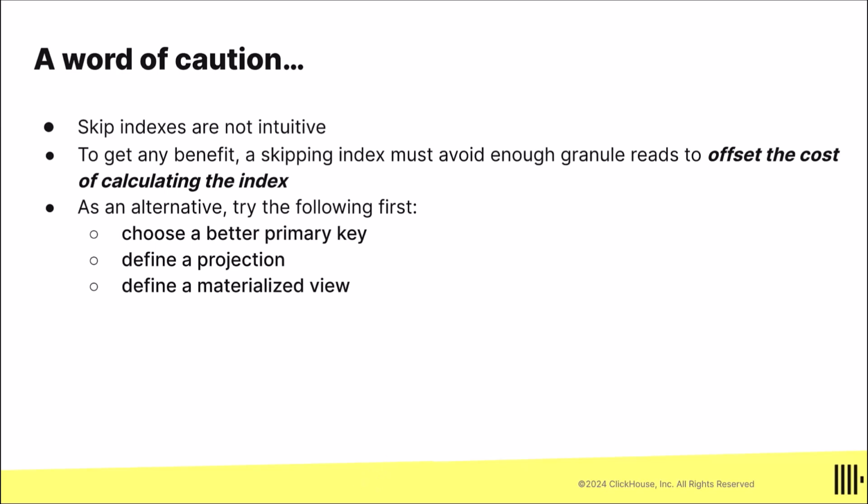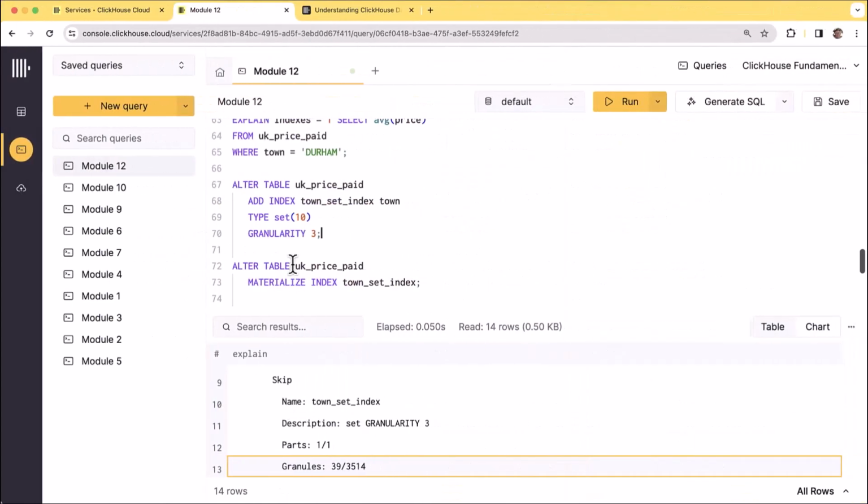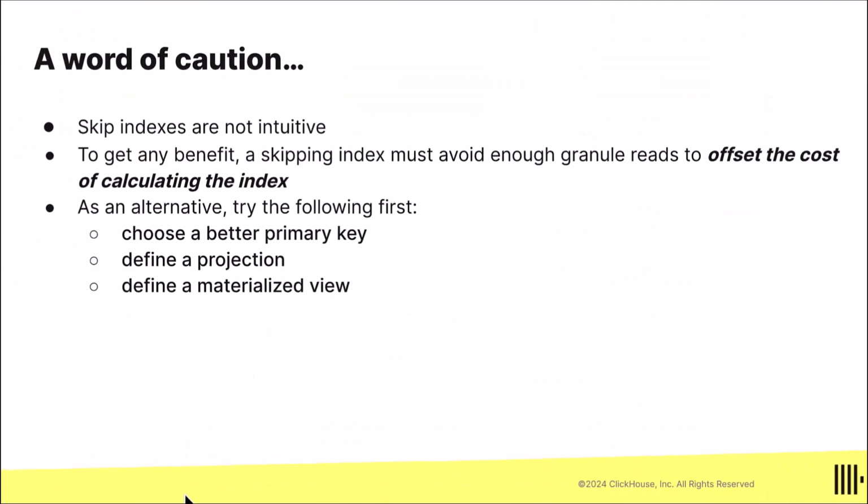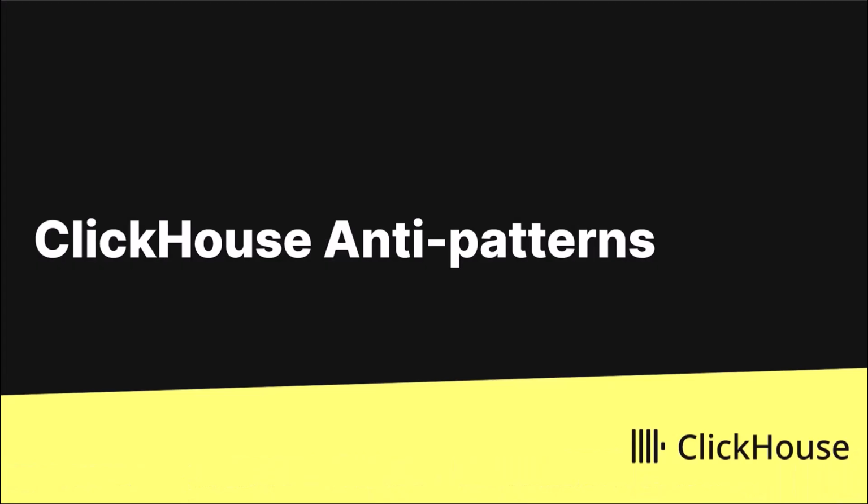But I think in this example, in this particular data set, creating that set index on town, just knowing what the data looked like, is perfect. I don't have to store the data twice here and sort by town. This skipping index is doing a lot for me. And so I'm super excited about how that worked out.